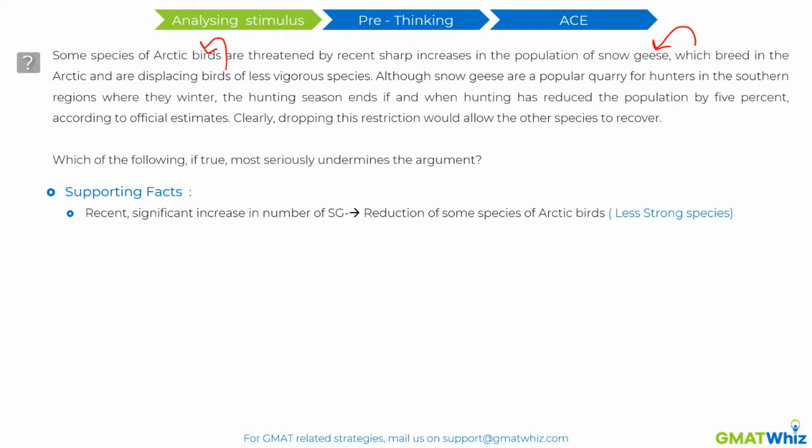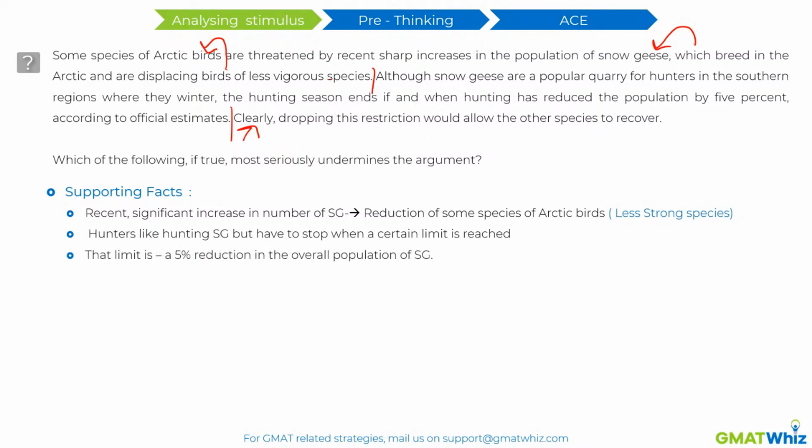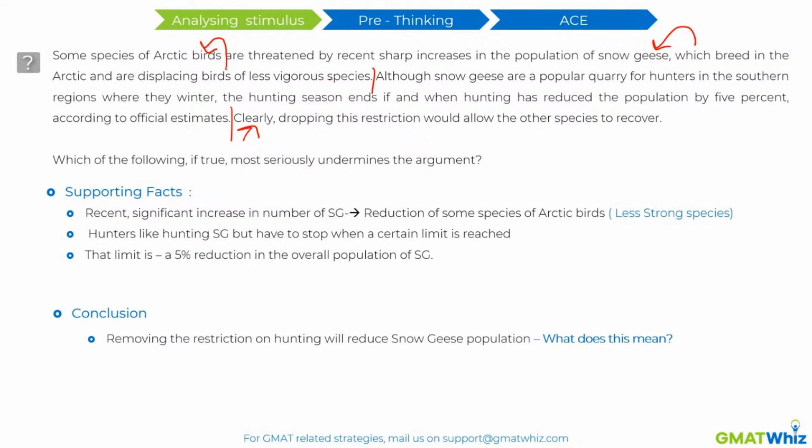Why is the author telling us this sentence? Hunters like hunting snow geese but have to stop when a certain limit is reached. Why is the author telling us this? Probably the author wants to tell us that the hunting limit is not letting the hunters hunt a lot. All right. Clearly, so now I have this conclusion marker here. Dropping this restriction means removing the 5% limit would allow other species to recover. So, the conclusion is that removing the restriction on hunting will reduce the snow geese population.